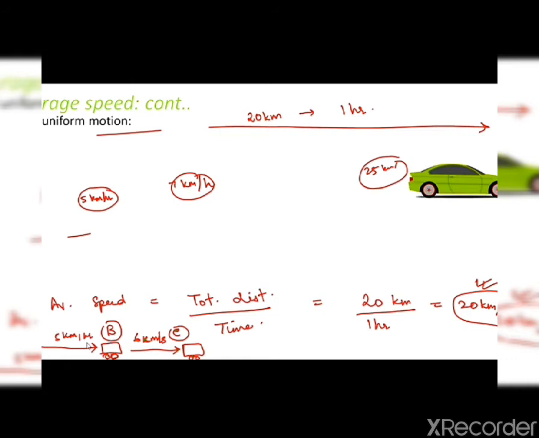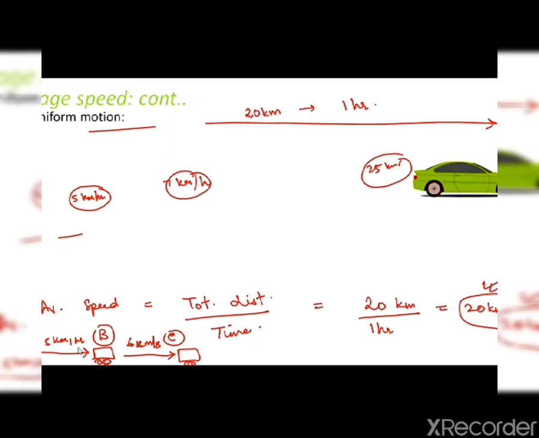Now, when I say average speed is 20 kilometers per hour, that means I don't know what the speed was at every instant of time. Maybe that was different. But if the vehicle had traveled uniformly, if it would have covered equal distances in equal intervals of time, in that case, it would have covered 20 kilometers in every 1 hour. So now you understood the significance of average speed.